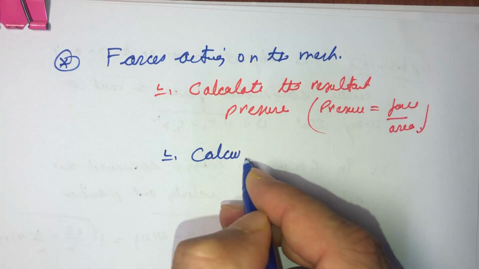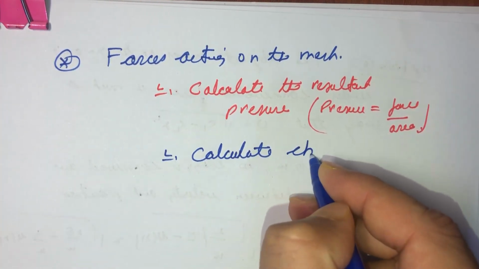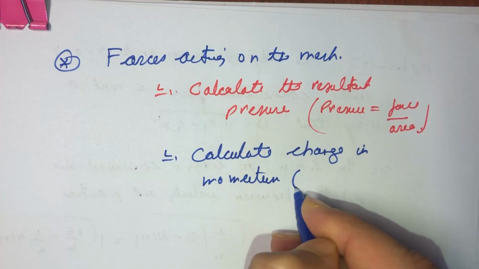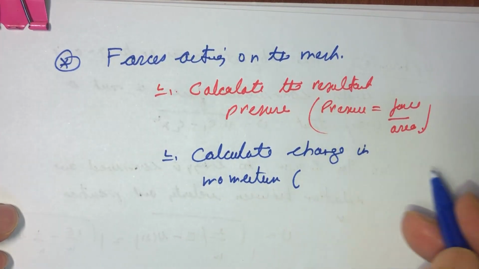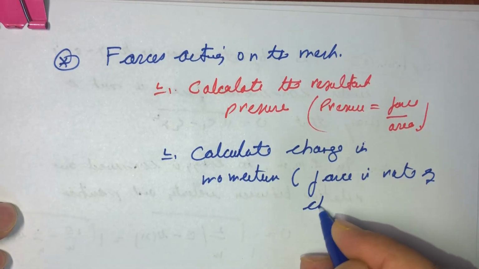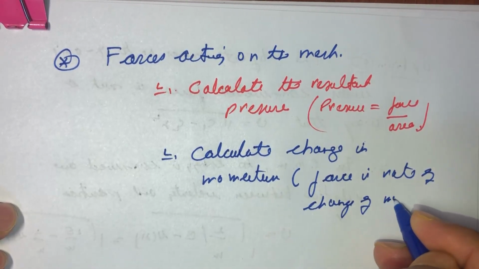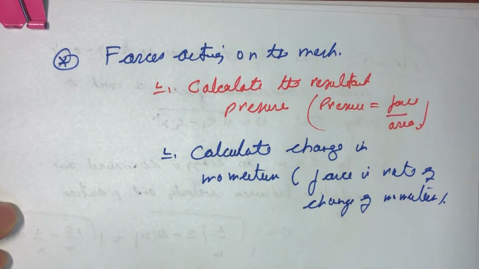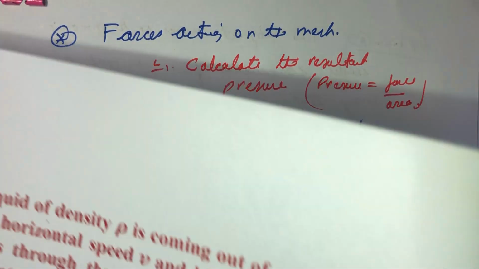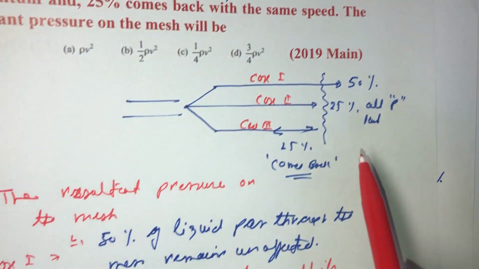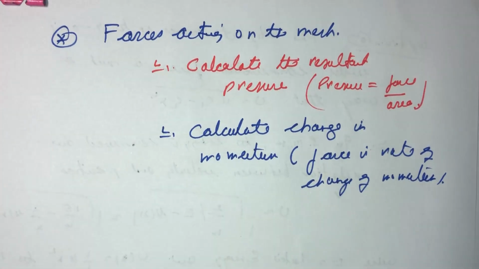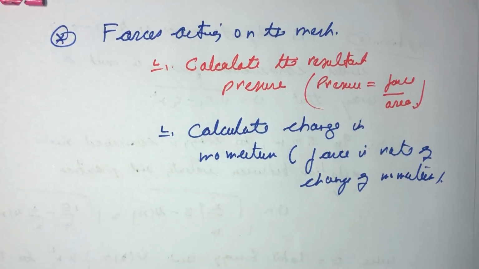Calculate the change in momentum, because force is the rate of change of momentum. Because based on two conditions: the first condition was that 25% of momentum is lost, and the second condition is that 25% comes back. So let us solve for case 1.